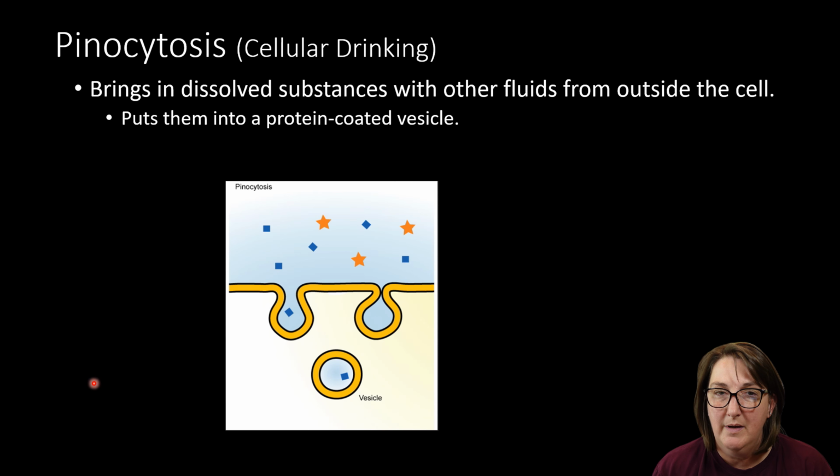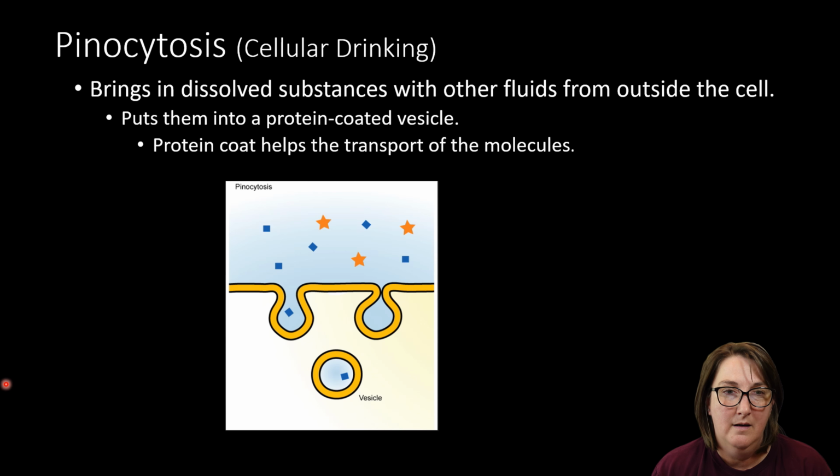So this is going to put them in a protein-coated vesicle, which means it's going to be a little bit thicker. It's going to prevent stuff from transferring through that plasma membrane. All right, and the protein coat is going to help transport the molecules. So it keeps this stuff inside of this vesicle and doesn't allow it to pass through as easily.